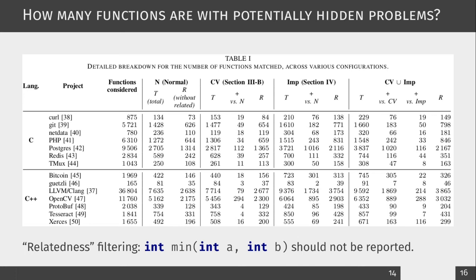The exact details on these rules can be found in the paper. Relatedness filtering is also a user-toggleable feature of the particular implementation. In general, we have seen that around 40% of the total findings were caught by this heuristic.